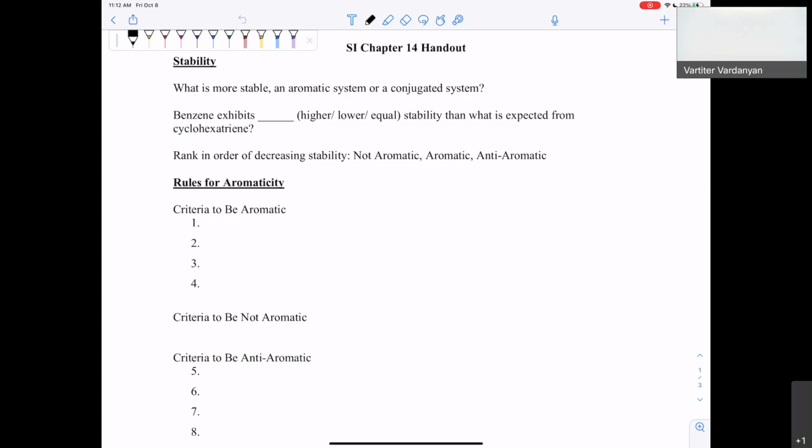But okay. So I know you guys sort of kind of went through aromaticity in lecture, like you started on it. So you guys should be able to tell me a little bit about stability. So what's more stable, conjugated systems or aromatic systems? Aromatic. Aromatic is way, way better than conjugated.